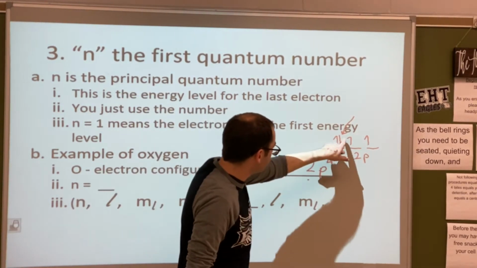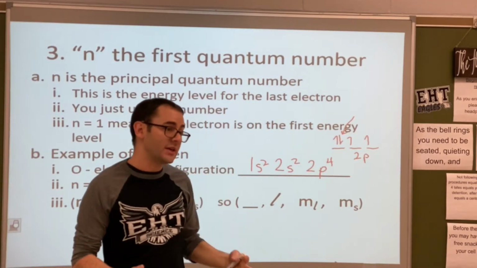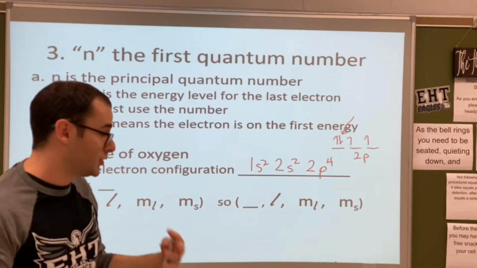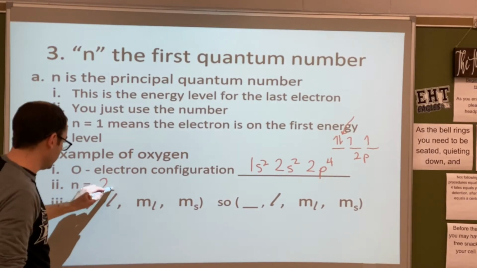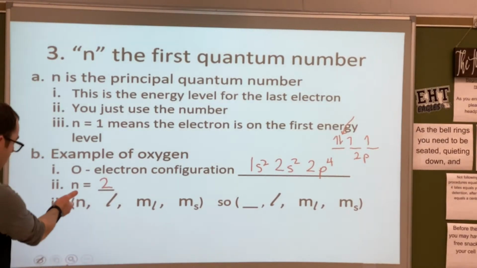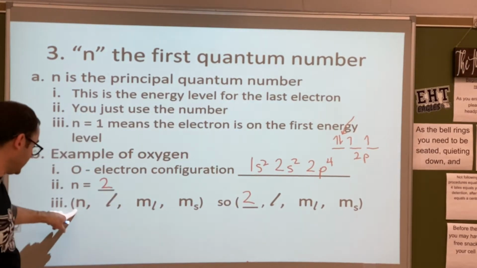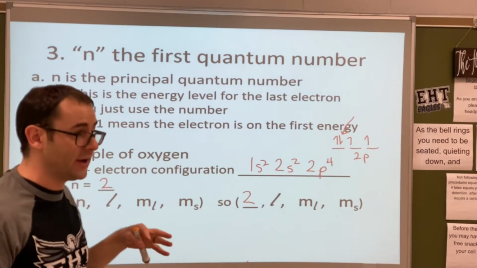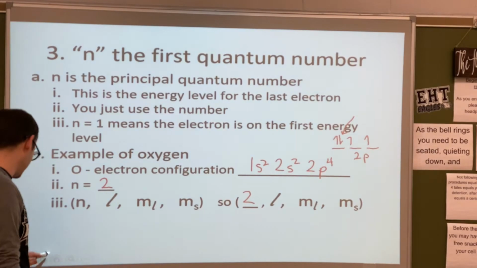So if you're looking at this arrow, you're going to use information from all of this. What is the energy level? It's the 2, right? The 2 is the energy level. So n equals 2 for this. So our first quantum number is going to be 2, because it goes n and then other stuff. All right, so that's the first number. Not difficult, right? First one we got. All right, 3 more to go.